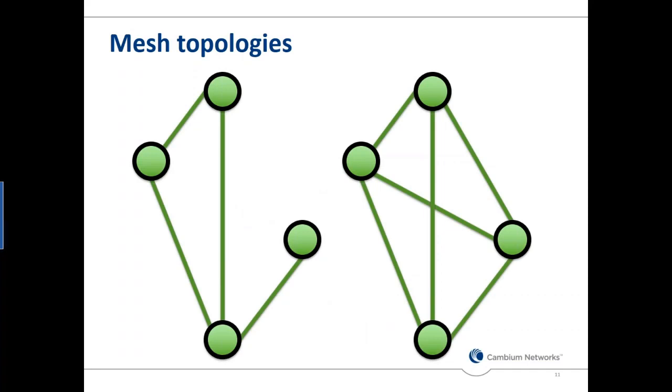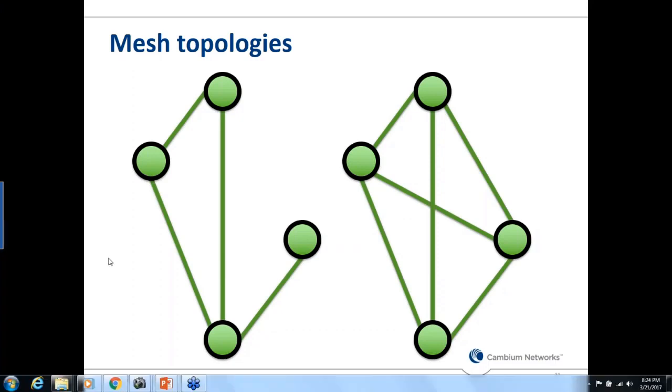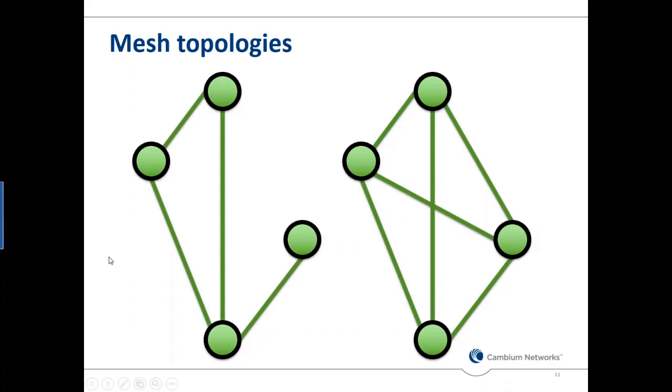Sure. The one on the left is a partial mesh because not all the nodes have connections to all the other nodes. You can see on the left diagram that the rightmost network node out on his own only has a connection to the bottom node. You can see on the one on the right that he has a connection to all three nodes, and all three nodes have a connection to all the other nodes essentially. So hopefully that clears that one up.